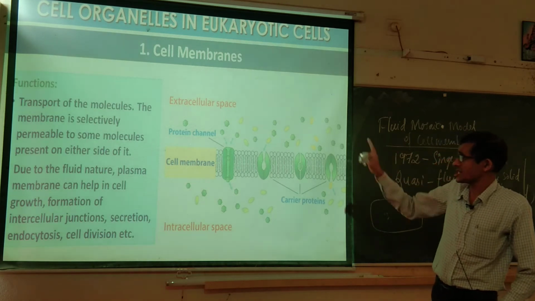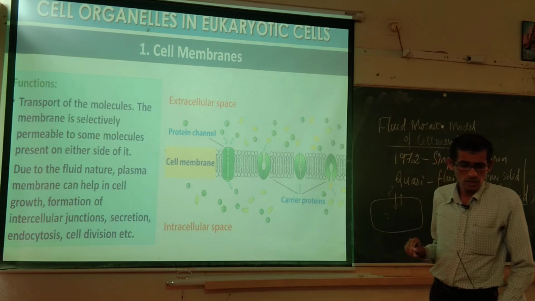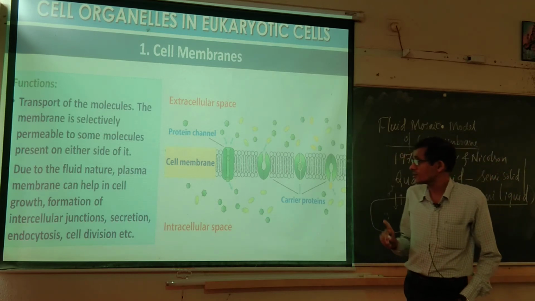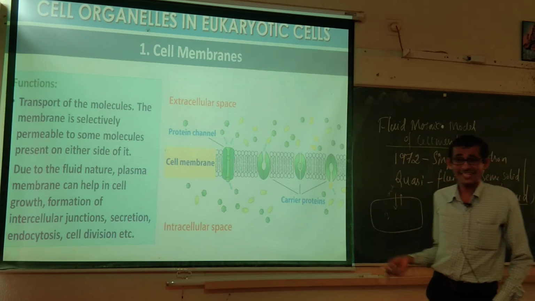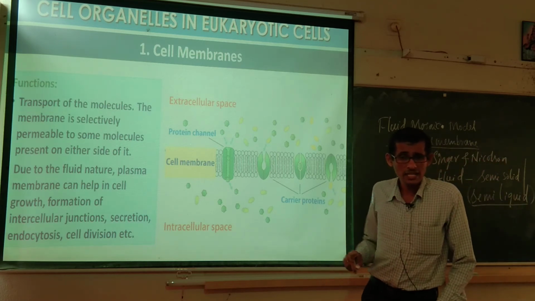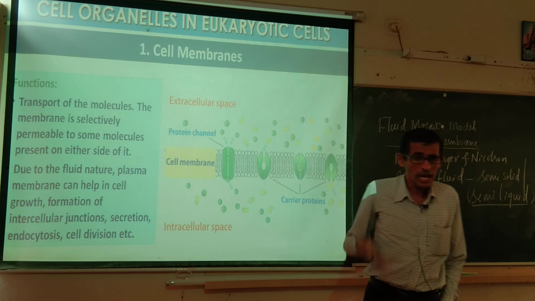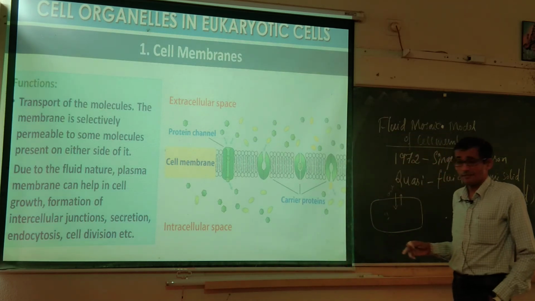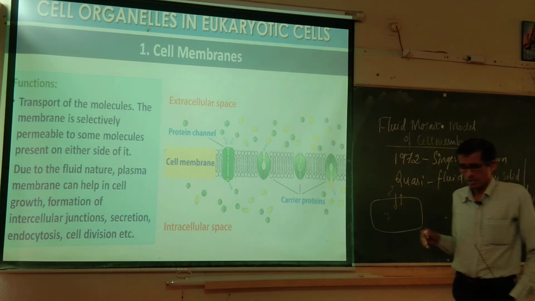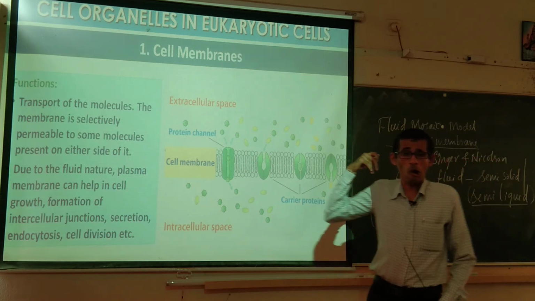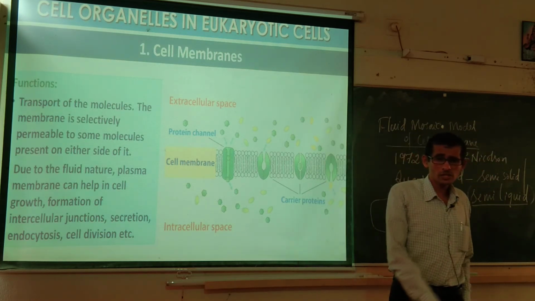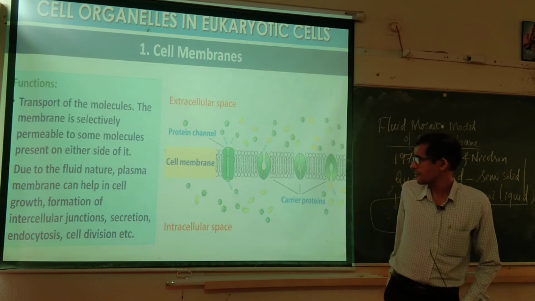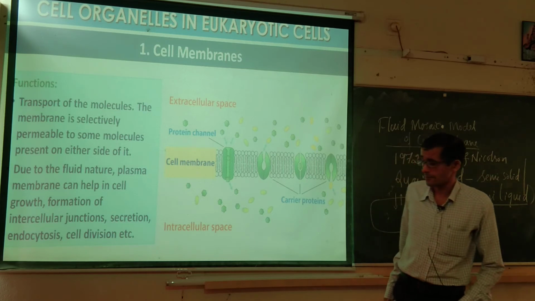So, transport of molecules. The membrane is selectively permeable to some of the molecules present on either side of it, either side meaning from outer to inner and from inner to outer. What does selectively permeable mean? It won't allow all the molecules, it will allow only the selected molecules. So it is semi permeable or selectively permeable.